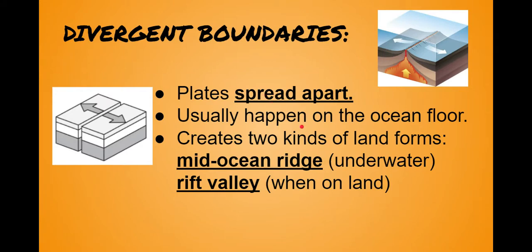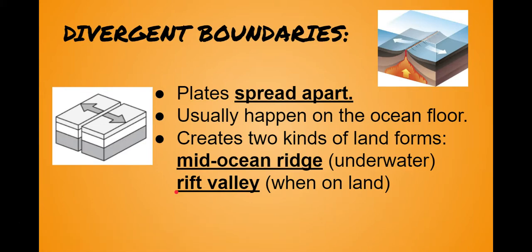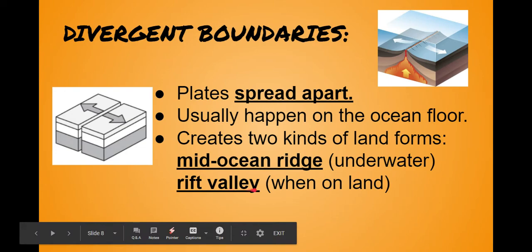Now, this usually happens on the ocean floor. Most of our divergent boundaries are on the ocean floor. When they're under the ocean, they create two different kinds of landforms. A mid-ocean ridge, that happens when it's underwater, and the most famous one is under the Atlantic Ocean. Now, there's one place on Earth where two pieces of land, two continental crust pieces, are splitting apart, and that creates a rift valley.